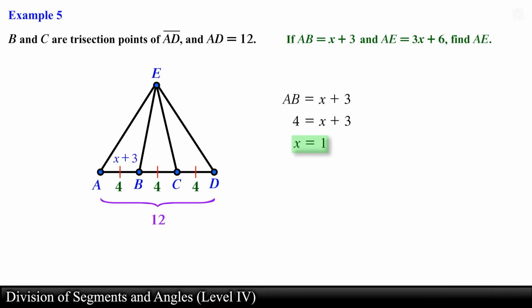Now that we know the value of x, we can go ahead and substitute it into the algebraic expression representing the length of segment AE. Substituting this value for x and simplifying, we obtain 9 for the measurement of segment AE. And this is our final answer.